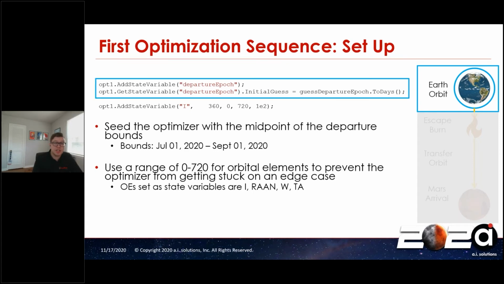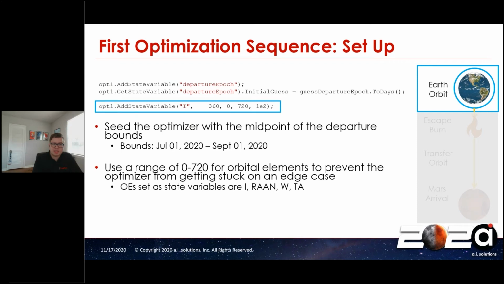So the first thing that we need to do when we start our setup is initialize our departure epoch. What we're using is a seed halfway between our two epochs of July 1st and September 1st, and we're assigning that to a state variable. And then we're going to assign all the orbital elements, the inclination, right ascension of the ascending node, true anomaly, and argument of periapsis as state variables. And this will be for the Earth departure orbit.